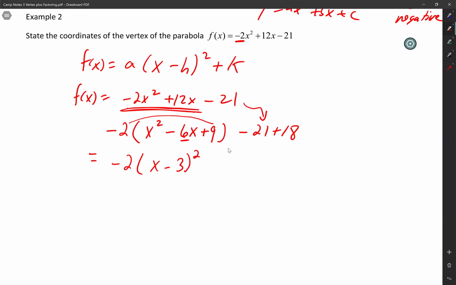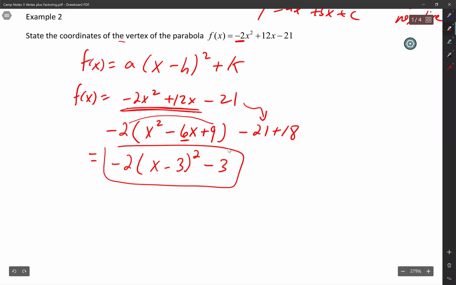The difference between 21 and 18, what's that? It's 3. The 21 is larger, so negative 3. And there it is, guys. Oh, I guess I haven't answered the question yet, right? What's the vertex? The vertex is 3 comma negative 3.